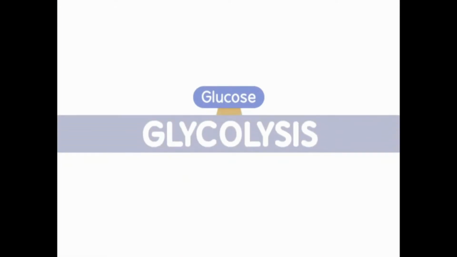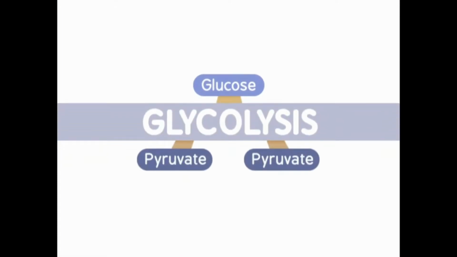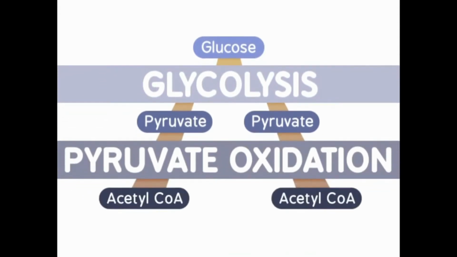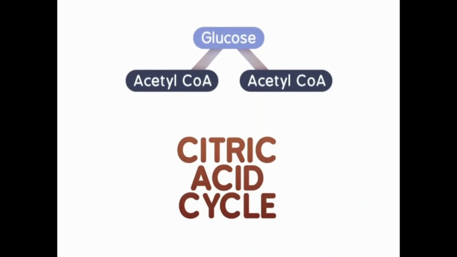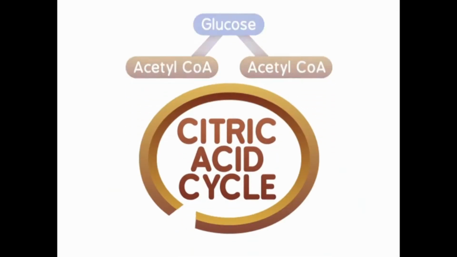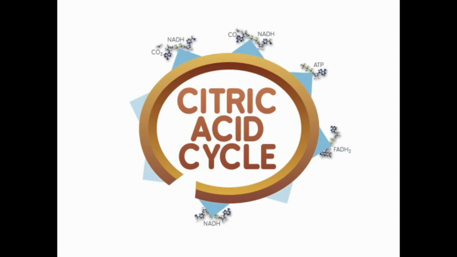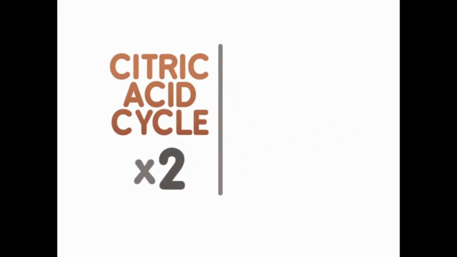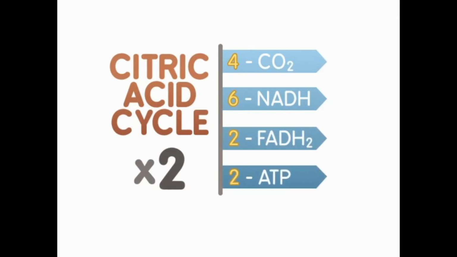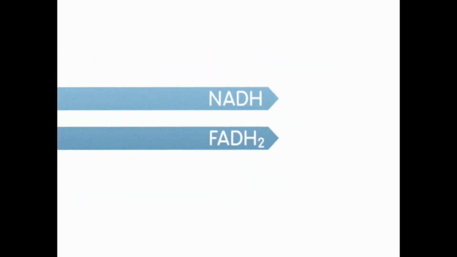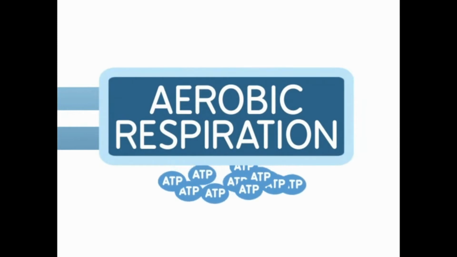For every 1 glucose that is broken down through glycolysis, 2 pyruvates will be produced. These 2 pyruvates will produce 2 acetyl-CoAs. For every 1 glucose, 2 acetyl-CoAs will be made and 2 turns of the citric acid cycle will occur. This means each product of the cycle must be doubled. A total of 4 carbon dioxide, 6 NADH, 2 FADH2, and 2 ATPs are made through the citric acid cycle. NADH and FADH2 are electron carriers that can produce more ATPs later in aerobic respiration.